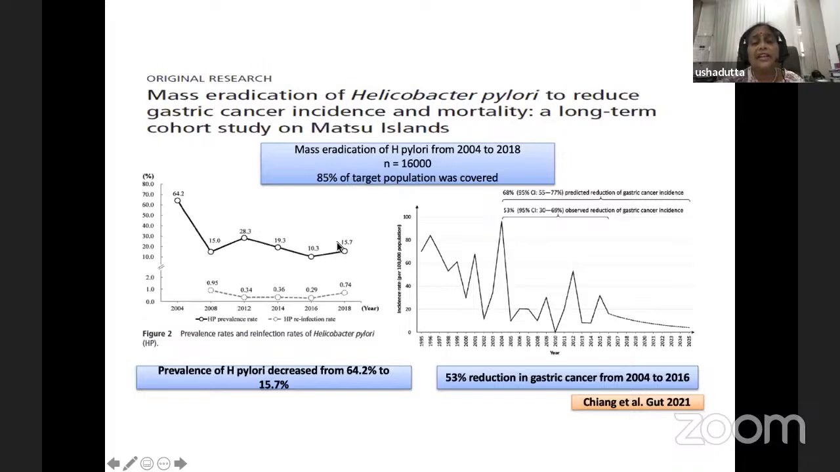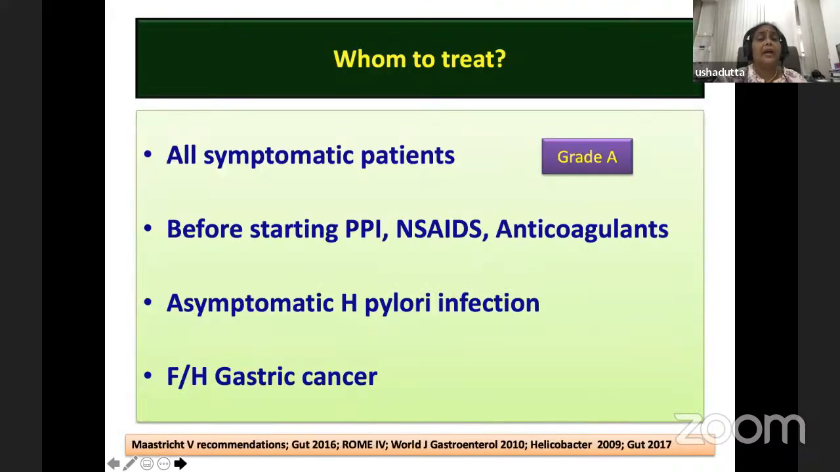In a mass eradication of H. pylori done at the Matsu Island, it was found that after H. pylori was eradicated, the prevalence of H. pylori steadily went down, and more interestingly, there was a 53% reduction in gastric cancer from 2004 to 2016. And this was reported by Chiang et al.